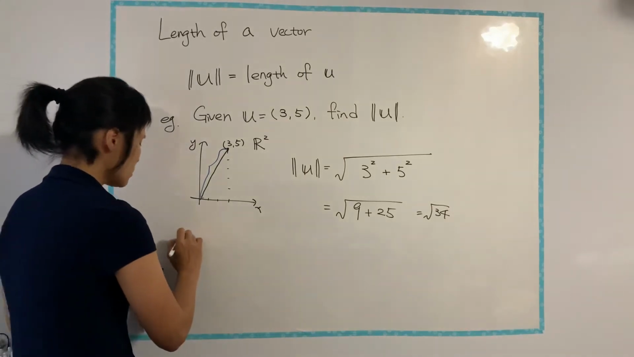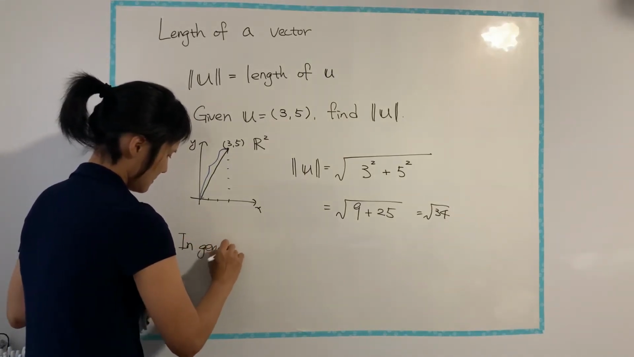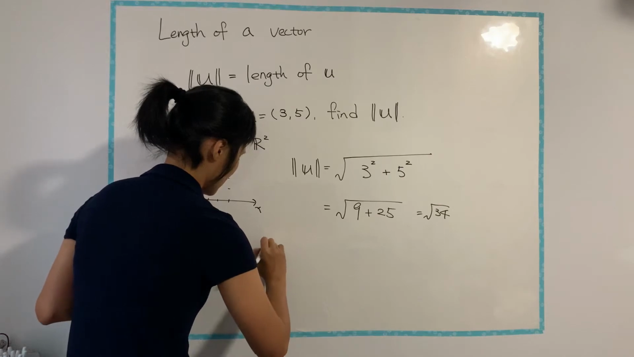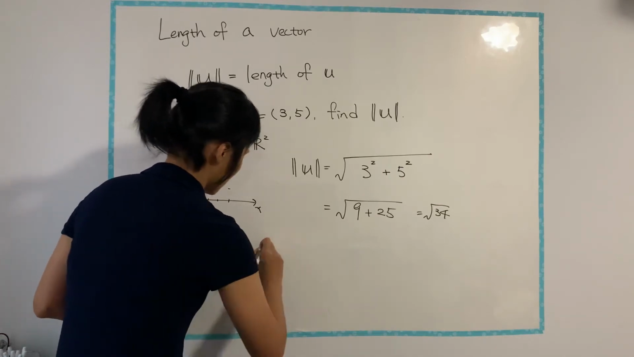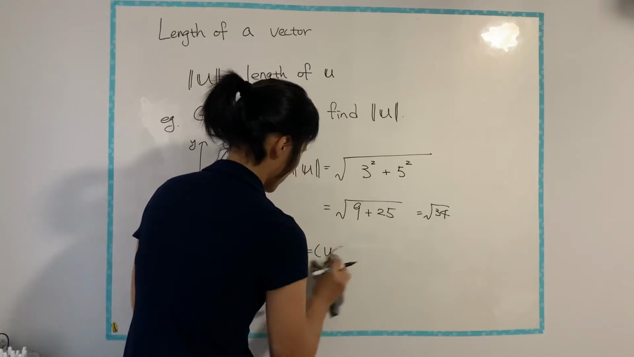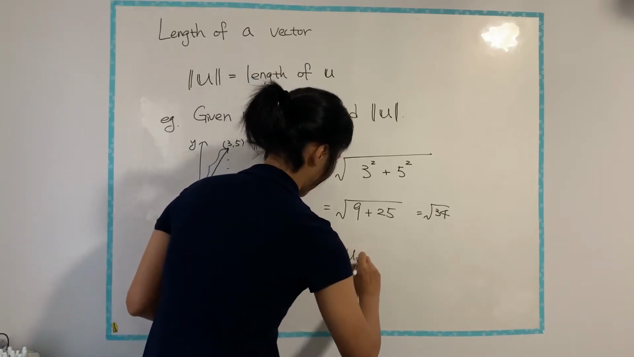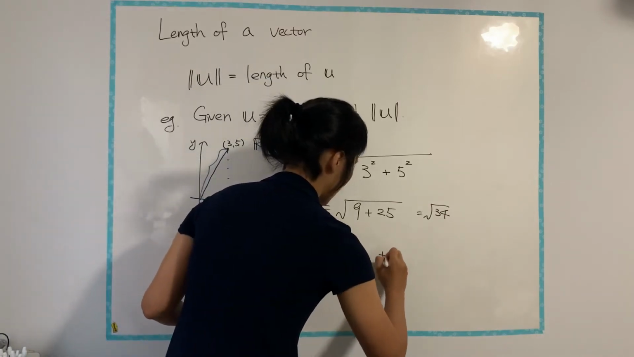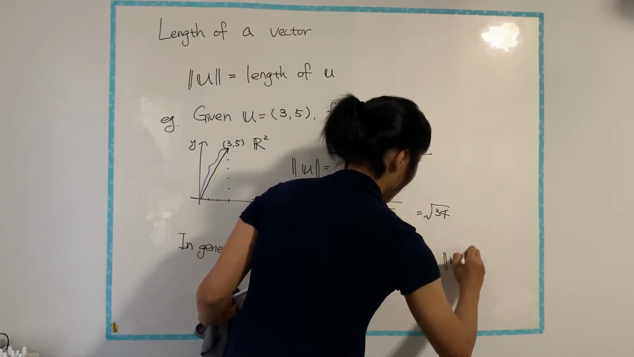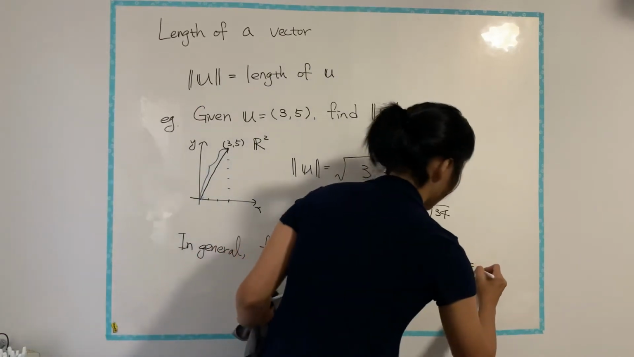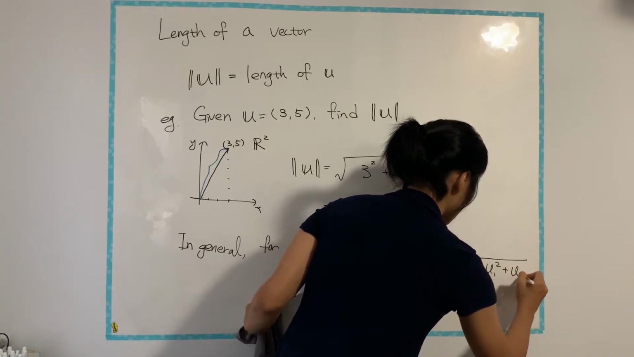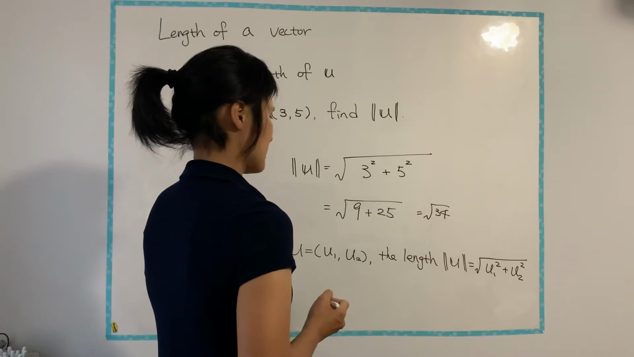Okay? So in general, for a 2-dimensional vector, or vector in R2, we have the length of u given by the formula square root of u1 squared plus u2 squared. Okay.